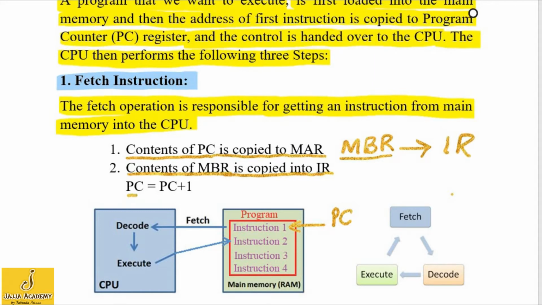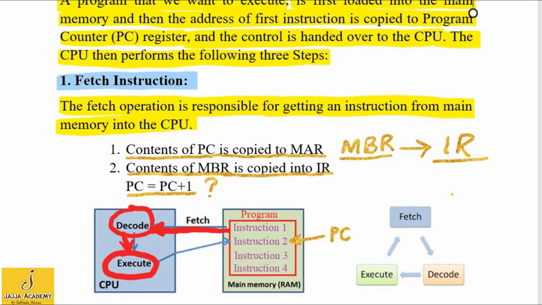And then the PC register is incremented by 1. Why have we incremented the PC register? It is because the PC register points to the next instruction, to repeat this cycle again. So the PC register will now point to the second instruction of the program. And the fetching process for instruction 1 is finished now. Here you see, after fetching instruction 1, it will be decoded and then it will be executed by the CPU.